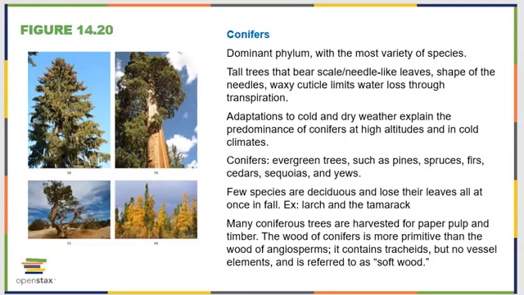The main type of gymnosperm is a conifer. It's the dominant phylum with the most variety of species. Most conifers are really tall trees that have either scale-like or needle-like leaves. They have really waxy cuticles that limit water loss, and snow just slides right off of them. This makes them excellent at growing in really cold, really dry regions.